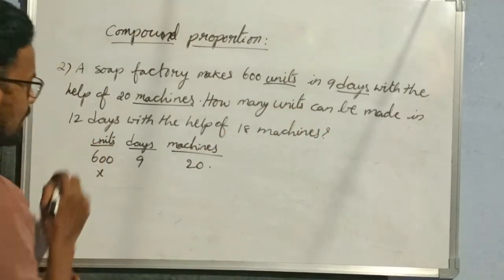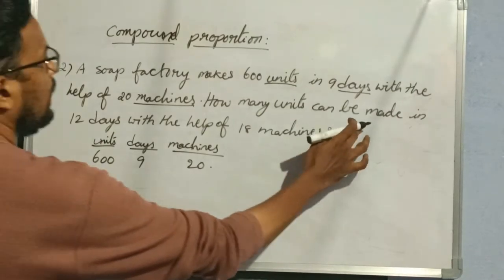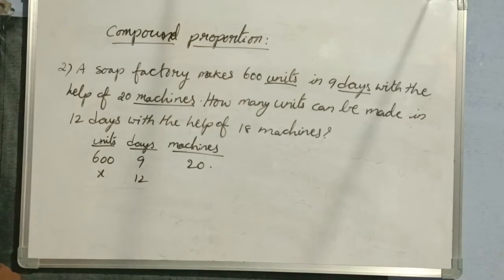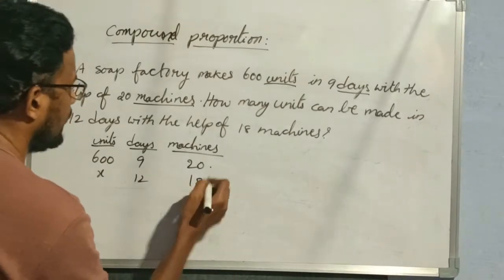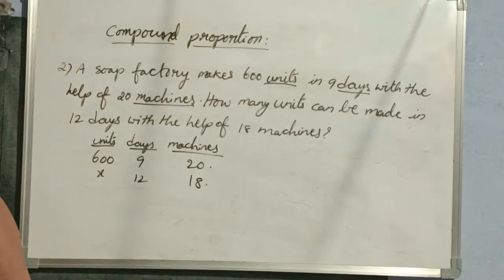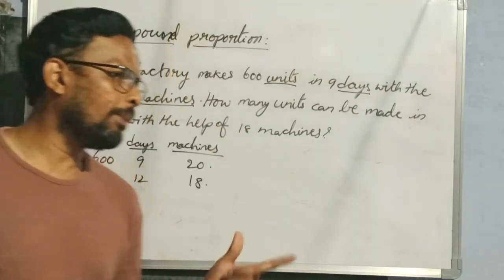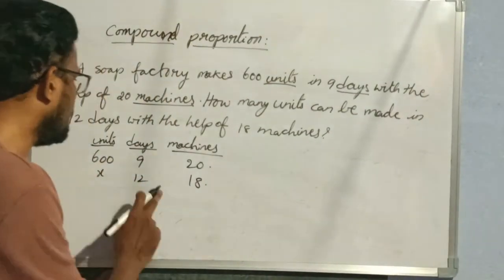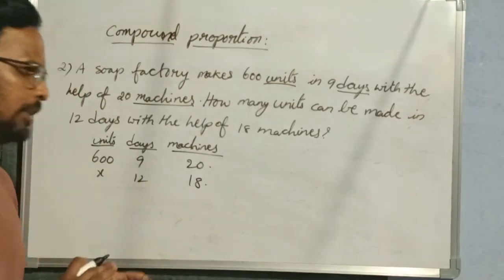Okay. Now how many units can be made? So take units as X, in 12 days, with the help of 18 machines. Okay. So now we have to compare the unknown with the known. So what is the unknown now? Units. Units are compared with days, and units compared with machines.